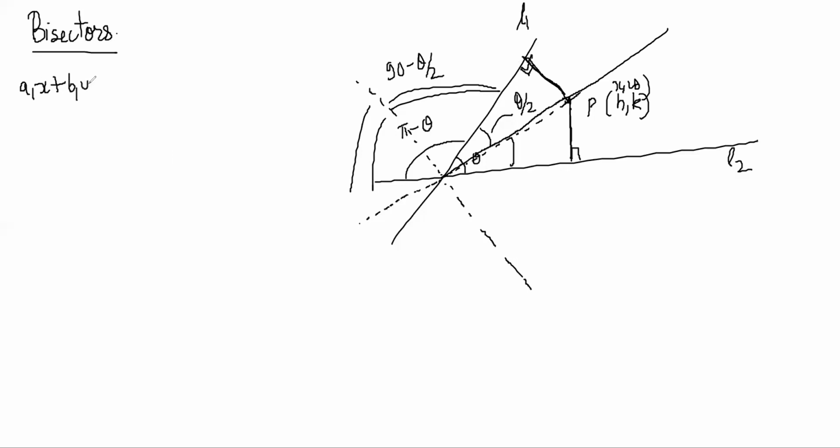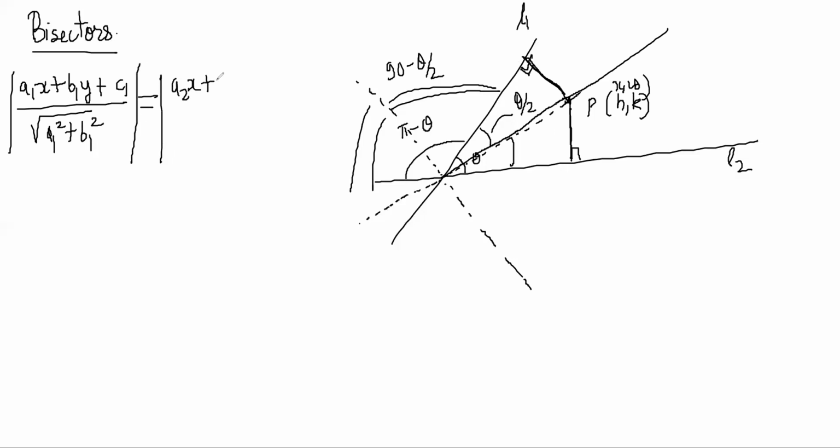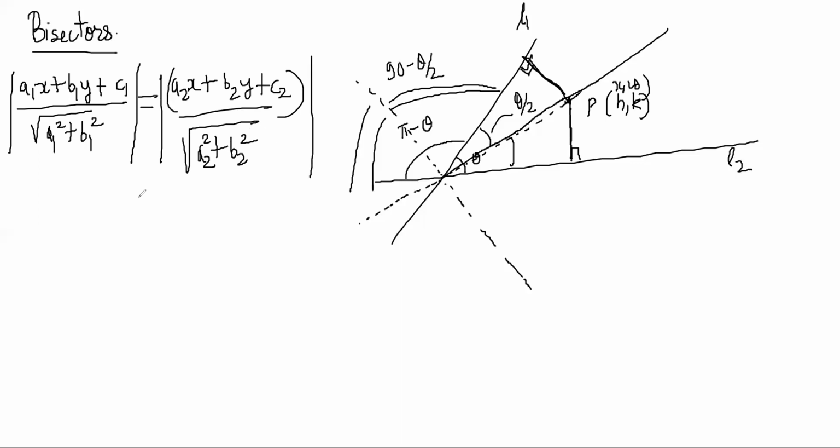|A1x + B1y + C1| by root of A1 square plus B1 square is equal to |A2x + B2y + C2| by root of A2 square plus B2 square, right? This is just a geometry condition that says this distance is equal to this distance, because of congruent triangles.